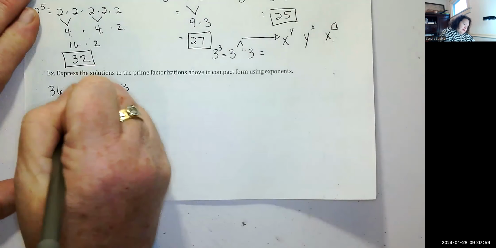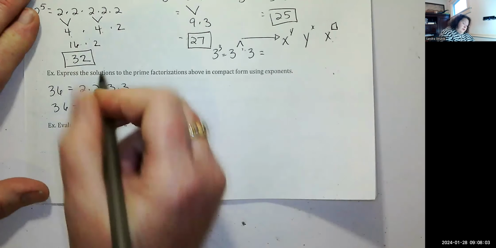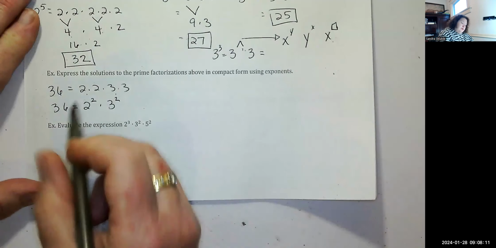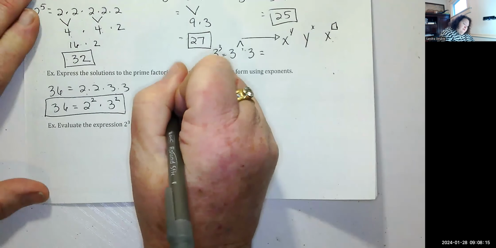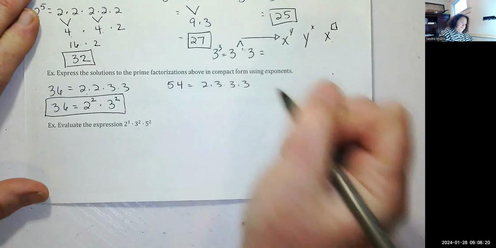So 36 is equal to, well, there's 2 2's. So that's 2 squared. And there's 2 3's. So that's times 3 squared. There's 2 3's and 2 2's. The other one was 54. And 54 was 2 times 3 times 3 times 3.